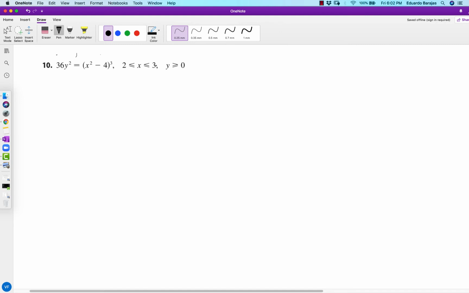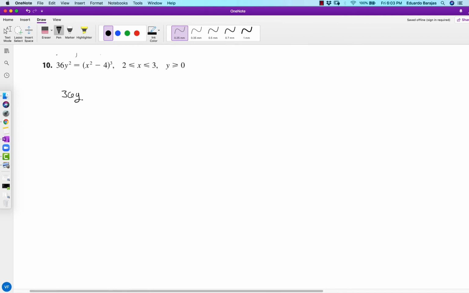Okay, so we're finding the length of the curve as x ranges from 2 to 3, inclusive of the endpoints, and y is greater than or equal to 0. From our formula, we know we're going to need the derivative. So let's solve for y.